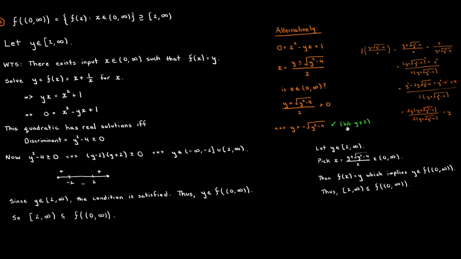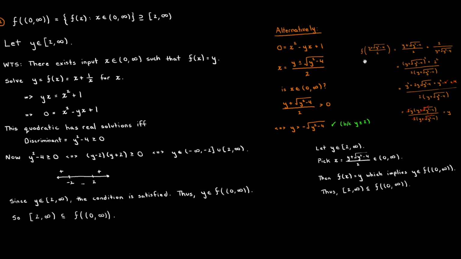And yes, this is true because y is greater than or equal to 2. Well, if y is greater than or equal to 2, then we know the inside is non-negative, and the square root of anything is non-negative, right? So when I put a minus sign up front, this right hand side is always going to be negative. It's always going to be negative. And on the left hand side, well, this is always greater than or equal to 2. So this inequality does hold, and so that means this input x is a valid input. It's from our domain that maps exactly onto y, and you can check that as well.